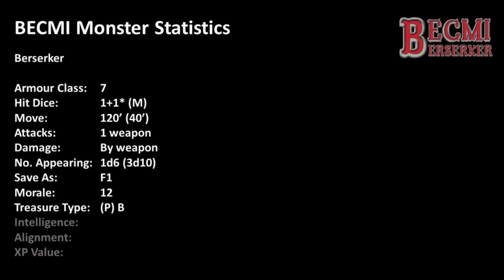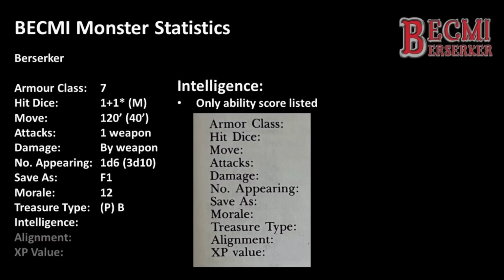Okay, so that was treasure type. Next, it's intelligence. This quite obviously sticks out, as it's the only ability score that is mentioned for a monster. In fact, a monster's intelligence score was not included in monster stats until the Master Rules were released in 1985. The image you see on the screen is how monster stats were listed in the basic rules, released in 1983, and you can clearly see intelligence is not listed.